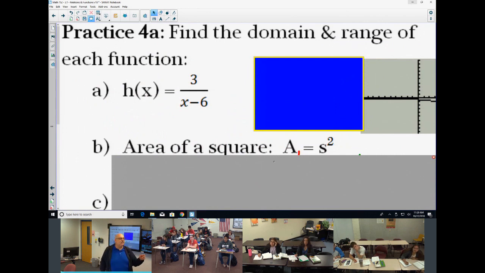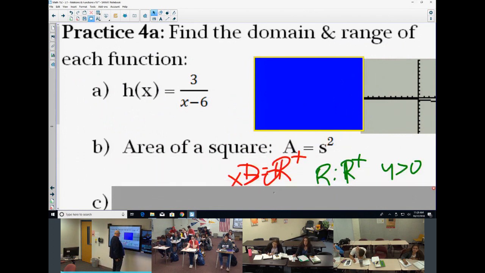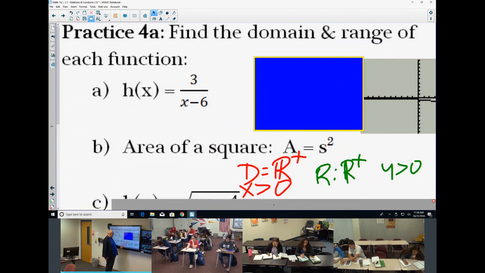Okay? Because you can't have negative side lengths. You can't have 0 side lengths. So all positive real numbers would be what you could plug in. One way you could write that is you could say the domain is R plus, or you could say x's are greater than 0. And then the y's would have to be greater than 0 too, because you can't have a negative area.